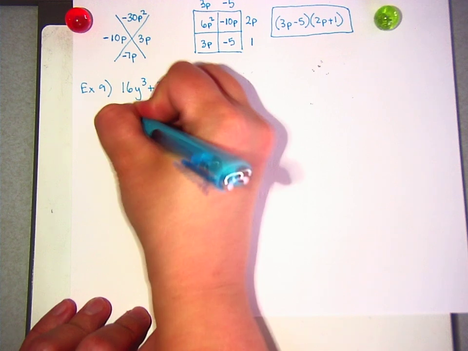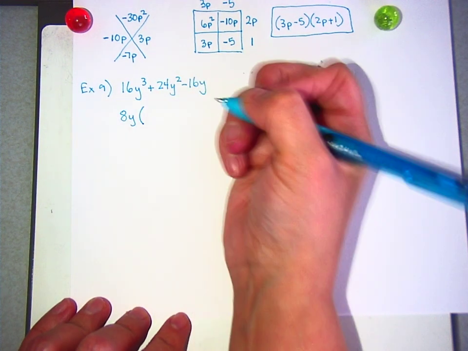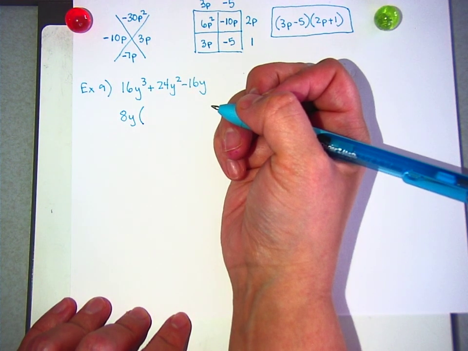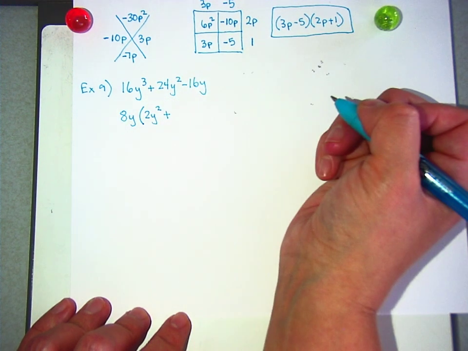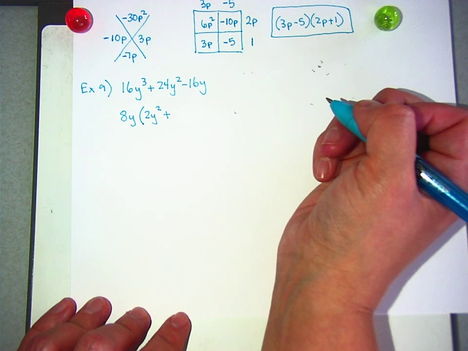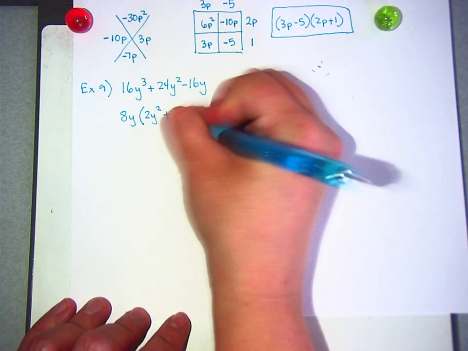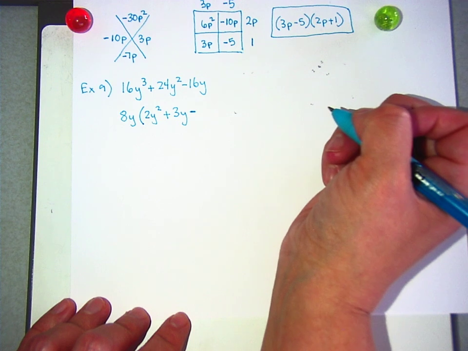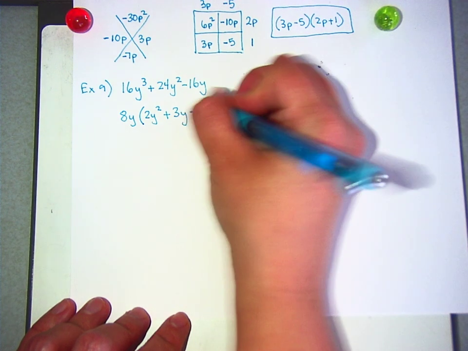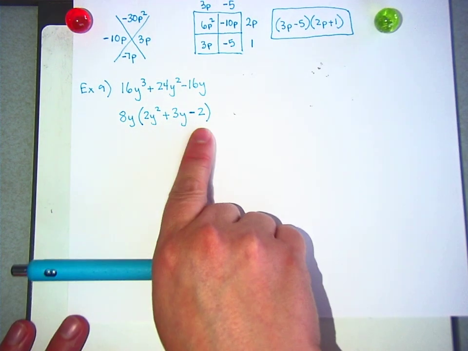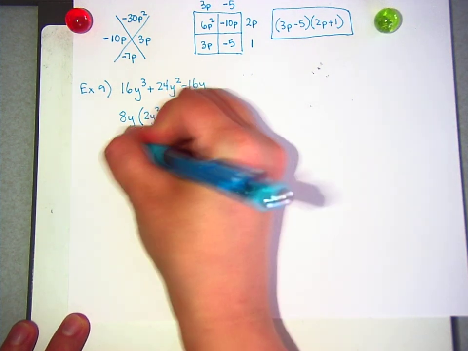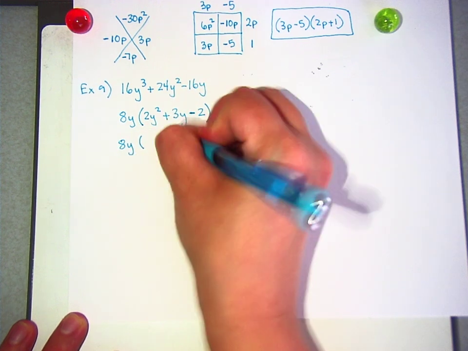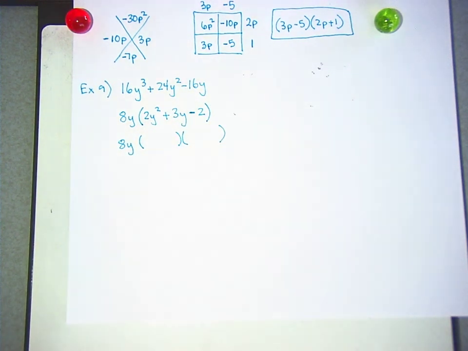If you factor out an 8y, remember the first rule of factoring is what can you take out? 8y, 2y squared is left, plus 3y, minus 2. You're going to put this stuff into the X box. Your final answer will look like 8y out front, and then some factors as well. Okay? All right, go to it with your partner.